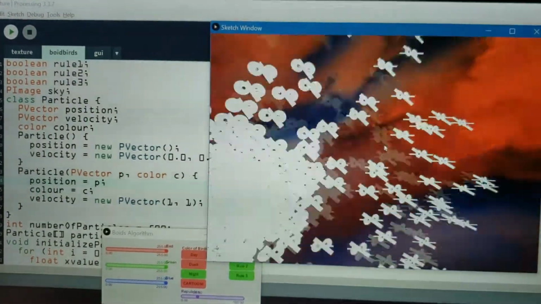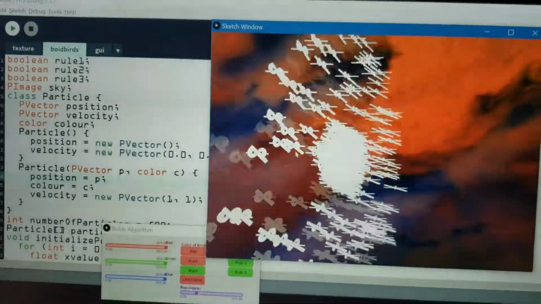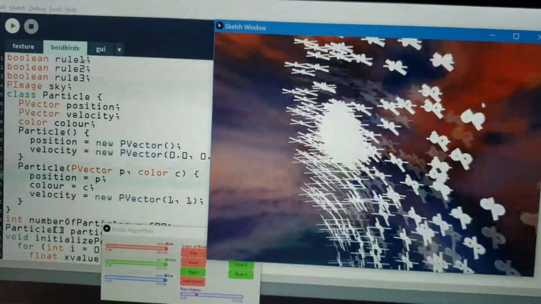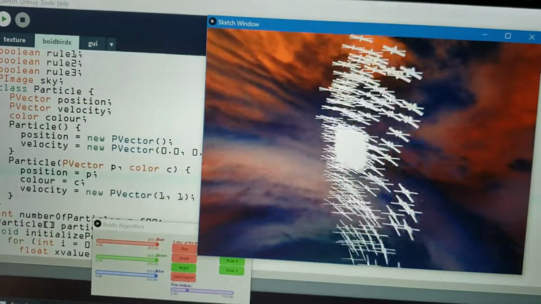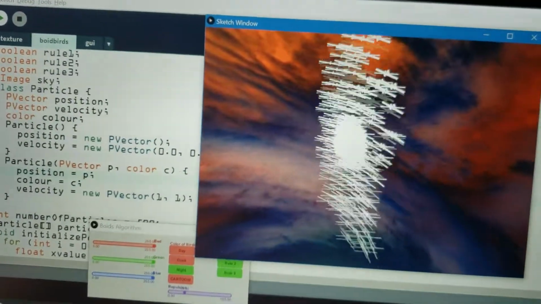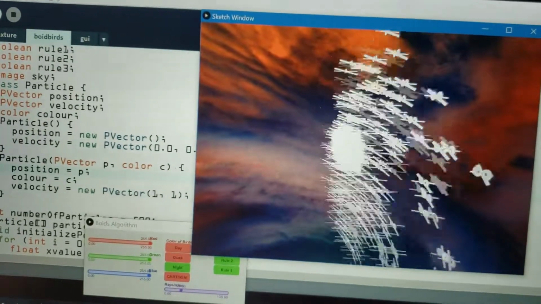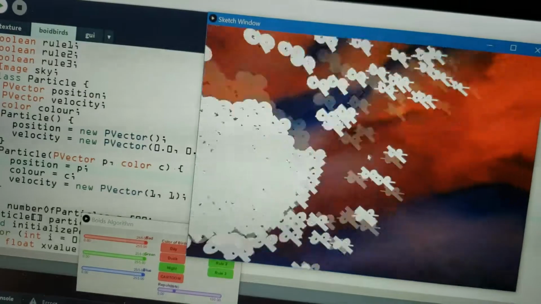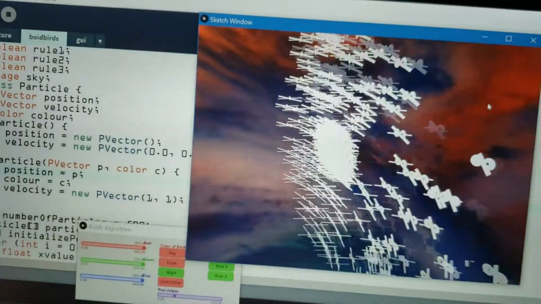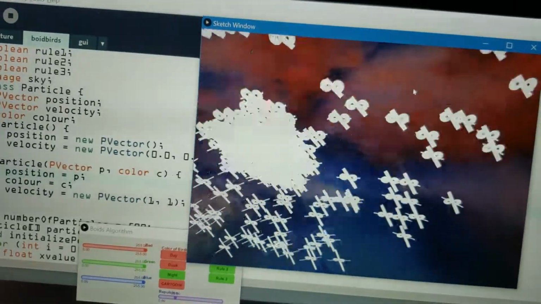So this is my implementation of the Boids algorithm. The Boids algorithm is like a flock crowding algorithm. It sometimes represents birds, or it can represent flocks of things that are attracted to each other, like they fly together as a group. And so this is a Boid implementation.